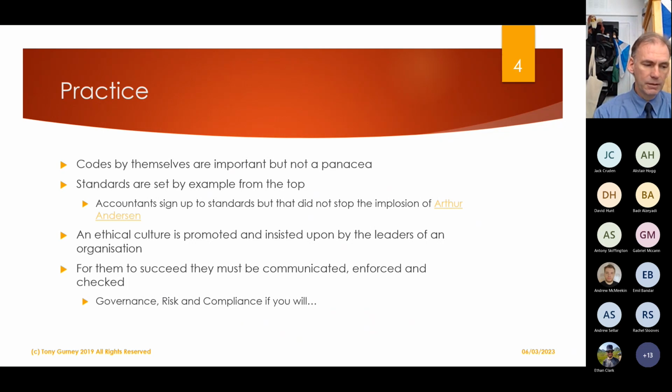But this isn't a one and done type thing. This isn't write the code of conduct, we are finished. You have to ensure that people understand it. You have to enforce it. You have to check that it's been enforced.